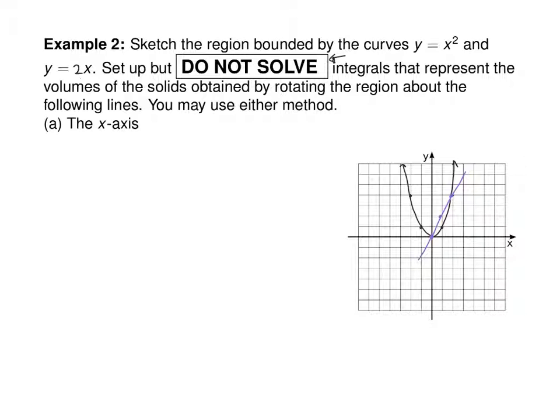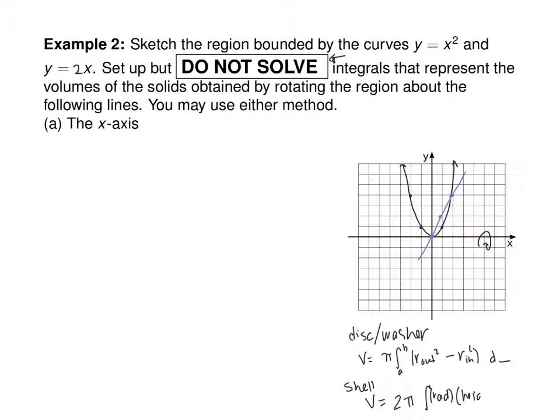Now, first, about the x-axis. Now, I'll set each problem up both ways. So here's the general setup. For the disk washer method, the volume is pi integral from your A to your B, r out squared minus r in squared, dx or dy depending. And for the shell method, the volume is given by 2 pi integral and then it's radius times the height times d whatever, depending on what your variable is.